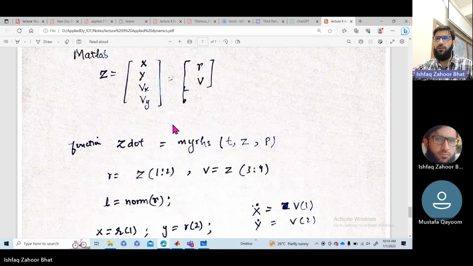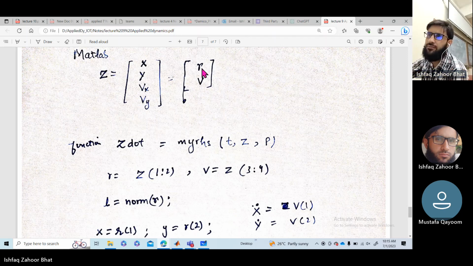Okay, see, what is Z? This is nothing but X, Y, Vx, and Vy. Okay, this is a vector. This is a vector which contains four things. Its first component is X, its second component is Y, its third component is Vx, its fourth component is Vy. Okay, is it clear? Okay. Then I define this. What is X and Y? If I write X and Y as one entity, it is nothing but R vector, position vector.